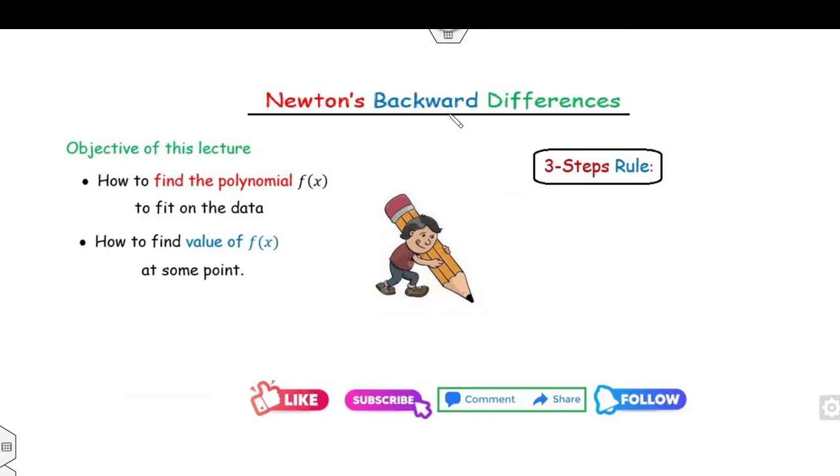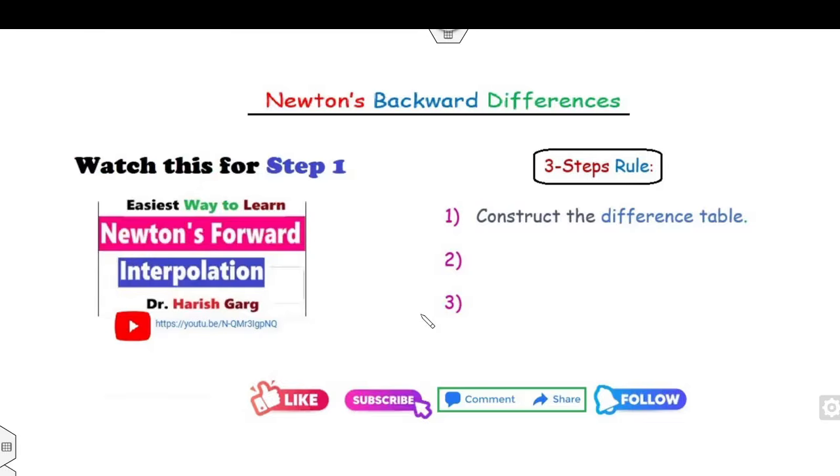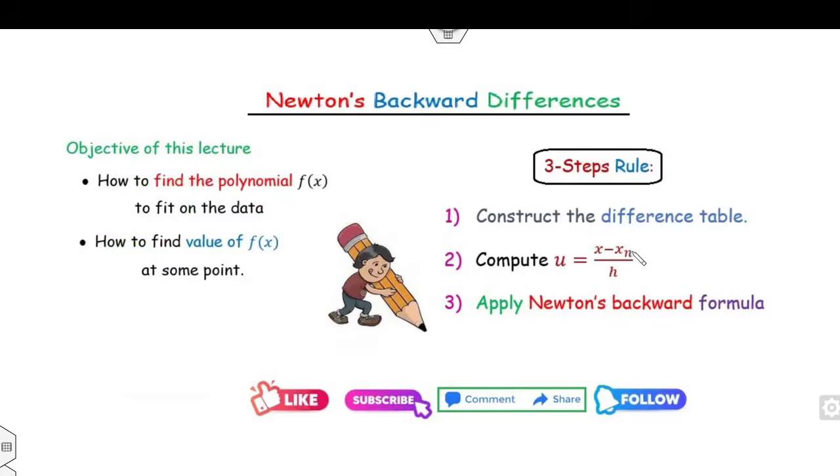Now, once we can obtain this Newton backward polynomial, my target is how you can find this value. So I will tell you the simple 3-step rule. The first step is we will define the difference table. If you think about how you can write the difference table, it is the same way as I defined in step number 1 of the forward interpolation. Second, we can find the value of u, and then we can write the Newton backward formula.